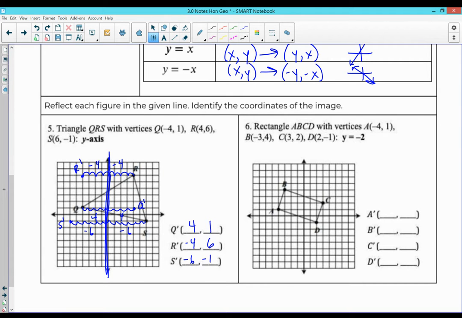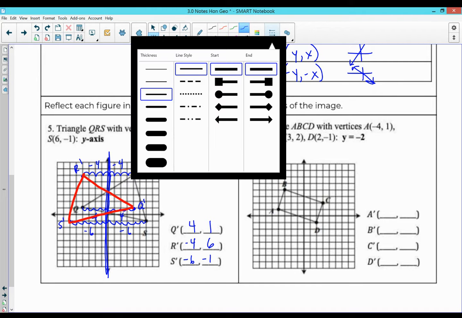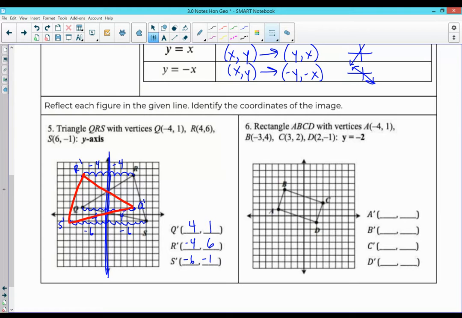All right, and then I'll just pick a different color so this will stand out. And that's the reflected triangle over the y-axis. So it's totally fine to do that over a line that goes through the figure or the pre-image.